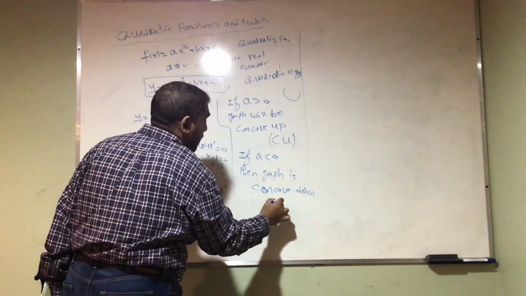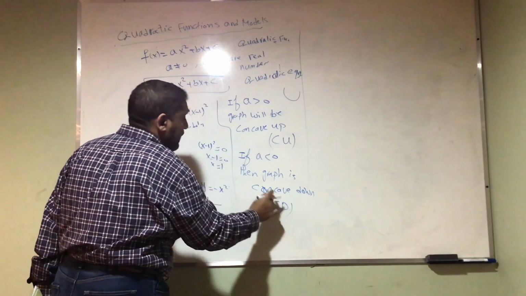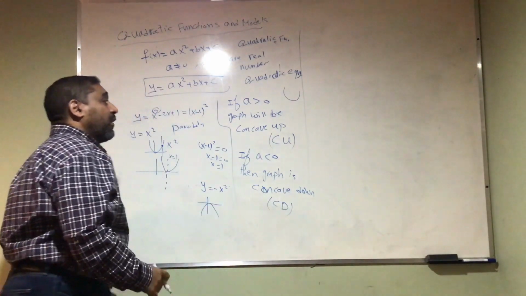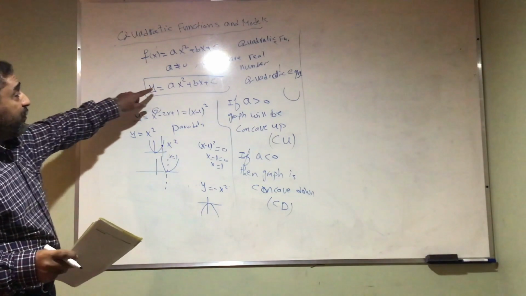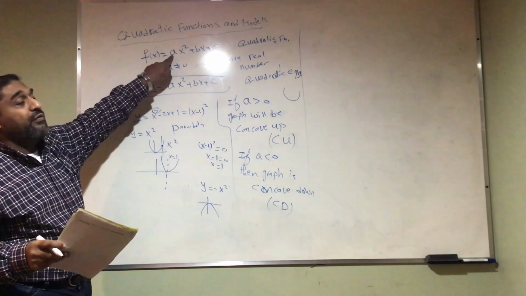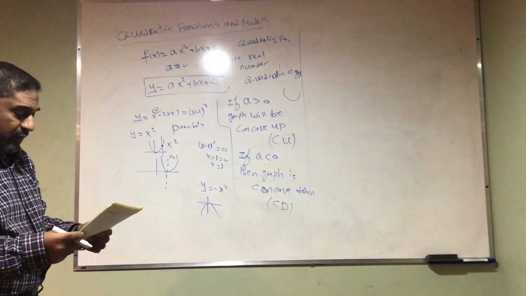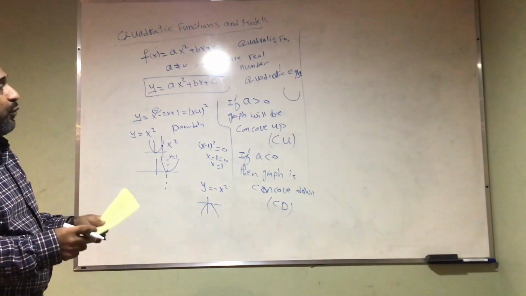So what is concave down? I write it in between brackets CD. So this CD here means concave down. So if I look at the coefficient of these quadratic functions, I will figure out whether the graph opens up or opens down. So now, why is it important here, guys?